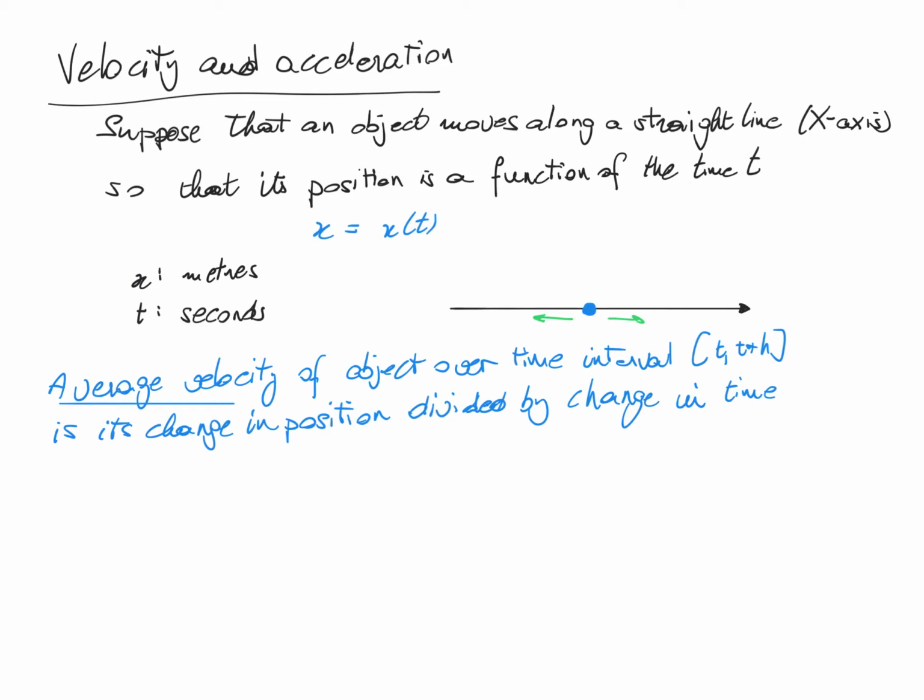If we then want to write this down as a formula, we obtain that the average velocity, so v average, v for velocity similar as in physics, is the change in position, delta x, divided by the change in time, delta t. So this is x at the moment t plus h minus x at the moment t. So the change in position is the end position minus the begin position of the object, divided by the change in time, which is h, and then expressed in meters per second.